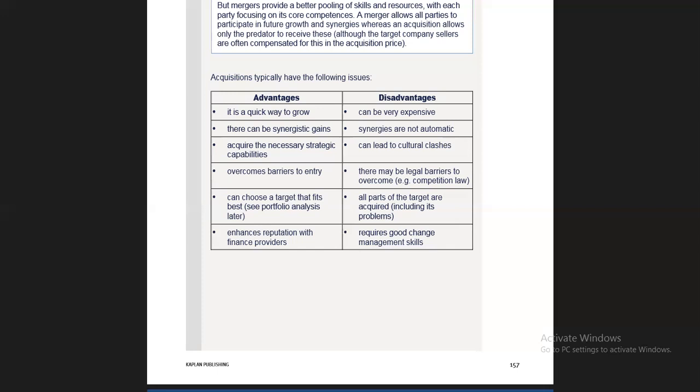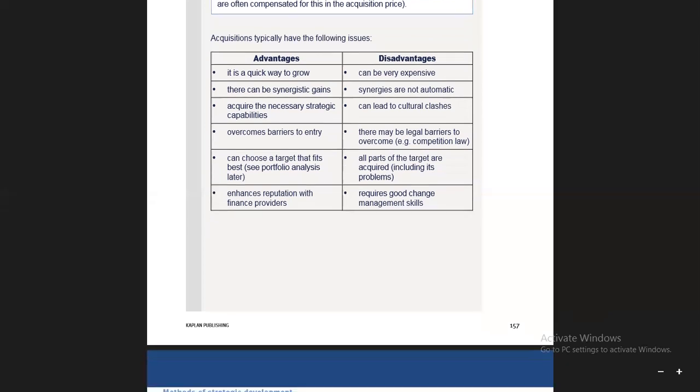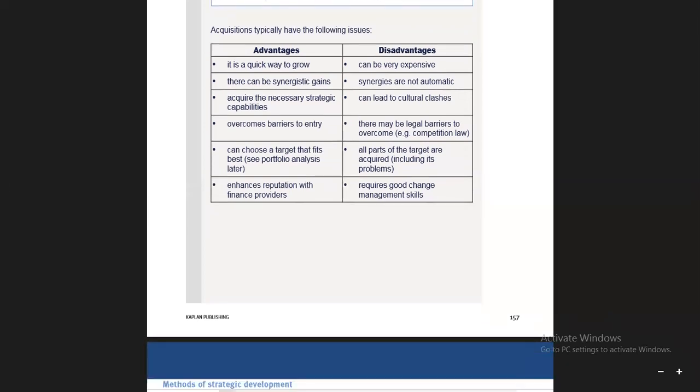There may be legal barriers to overcome. Yes, competition law and so on. All parts of the target are acquired, including its problems. Yes, if you acquire something, you are acquiring their good points as well as their problems. So you have to make sure that you have the capability to encounter those problems as well.